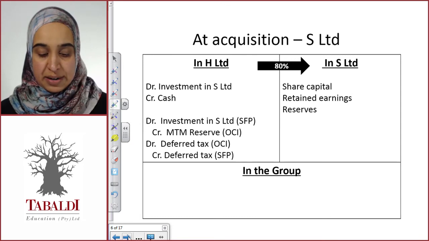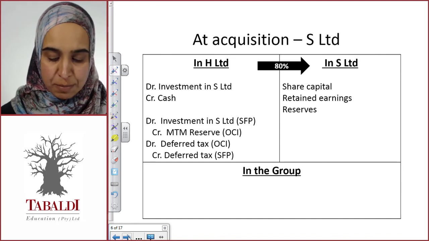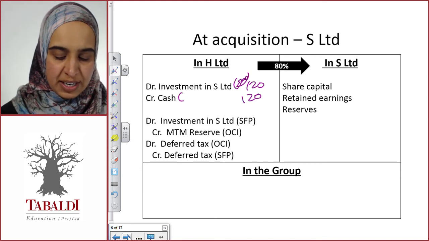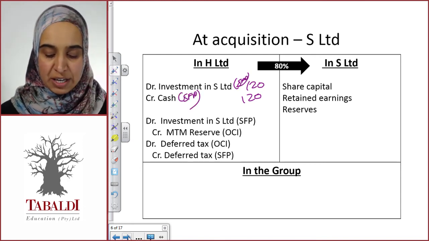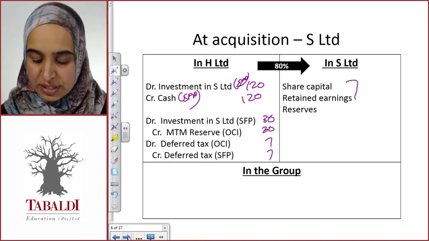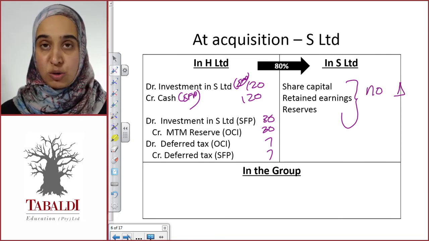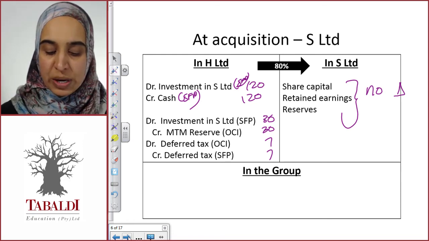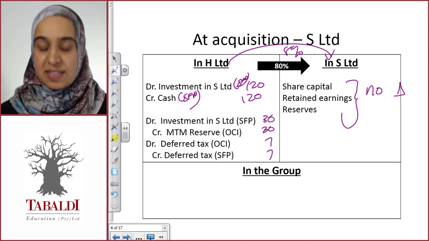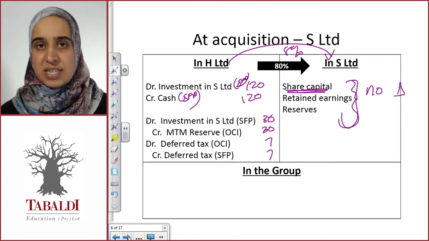Okay, so now we have the journal entry that we did previously in the holding company books, where we had debit investment in S Limited, statement of financial position, cash, statement of financial position of 120, and we had the increase of 30 and the deferred tax of 7. In share capital, retained earnings and reserves, there is no change at all. There's no change in S Limited. There's no journal entry that happens in S Limited. But we know that when H Limited purchases the 80% interest in S Limited, it is not just buying the share capital. It's buying the share capital as well as all of the other equity within S Limited.